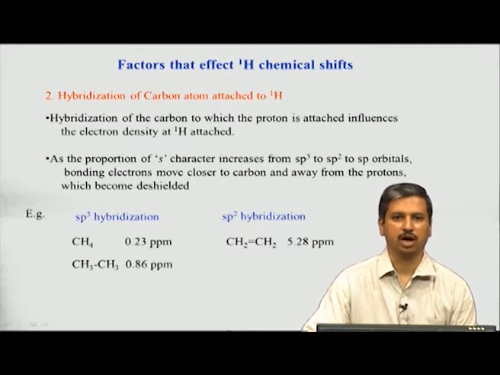But now, if I have a double bond, or similarly if you look at ethane, also is an sp3 system, and its value is somewhere around 0.86. But if I go to sp2 hybridization, what happens is, now I have a pi orbital, I have an sp orbital to which the proton is attached, and that is more or less spherical. So, you can see that the s character is the least in this case, but as you go to this sp2 hybridization, the p character increases and therefore, the electron moves closer towards the carbon and it moves away from the hydrogen.